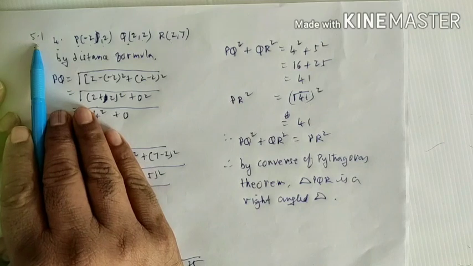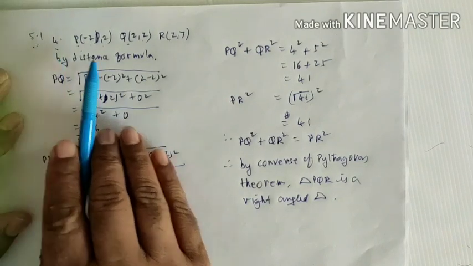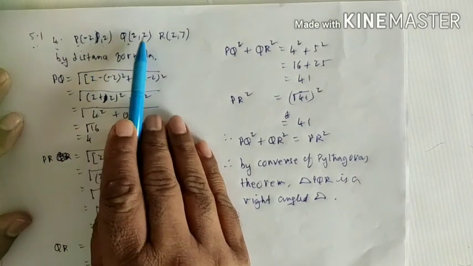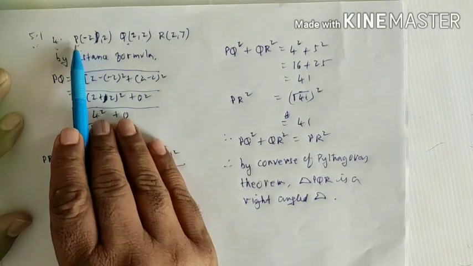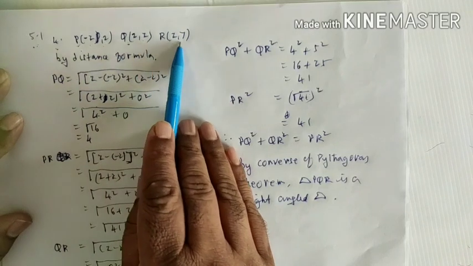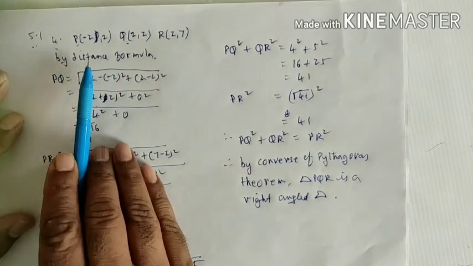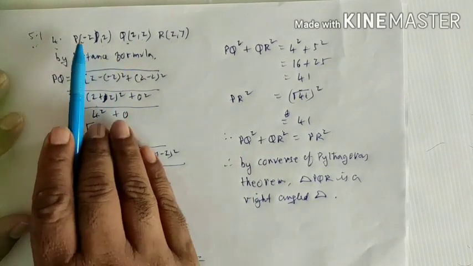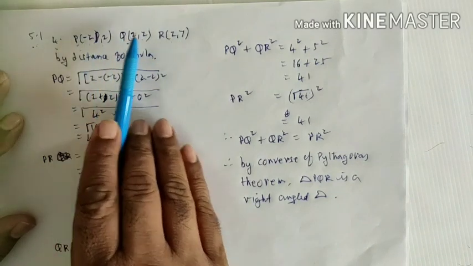Exercise 5.1, fourth sum. You take three points P, Q, R. Our question is to show these three points are vertices of a right angle triangle. First thing we shall do here, by distance formula, we shall find PQ, then we shall find PR and then QR.